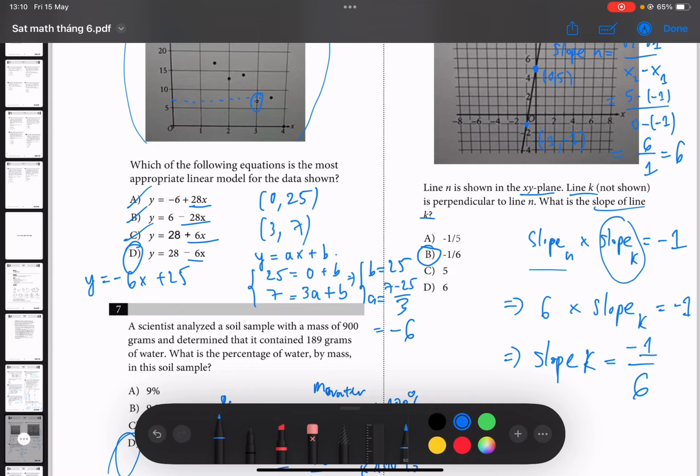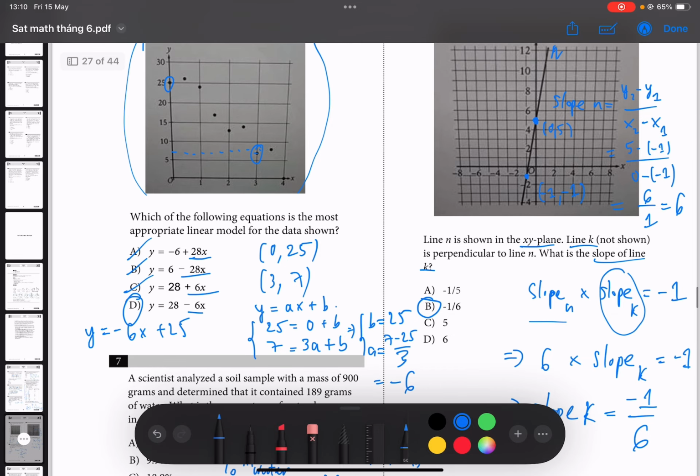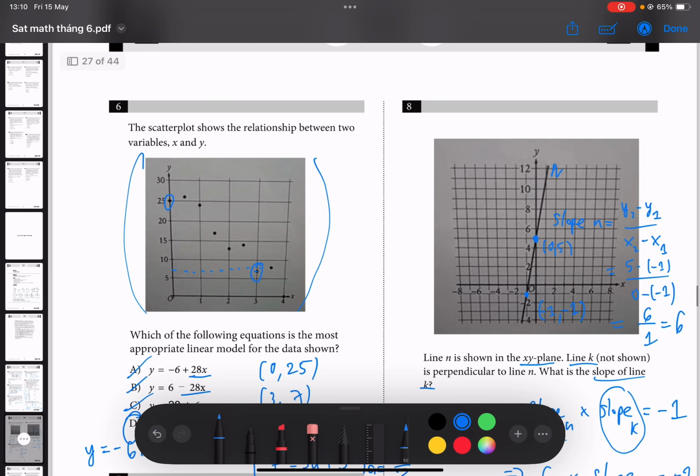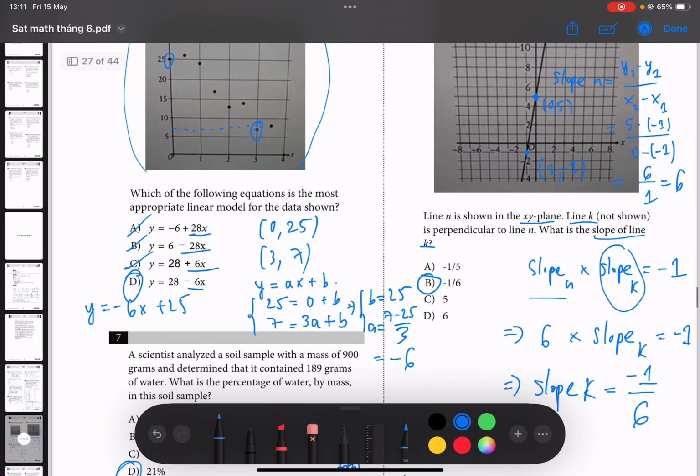Yeah, so the answer is B. Oh wait, I may have done something wrong here. No, it actually looks good. Yeah, it looks good to me.